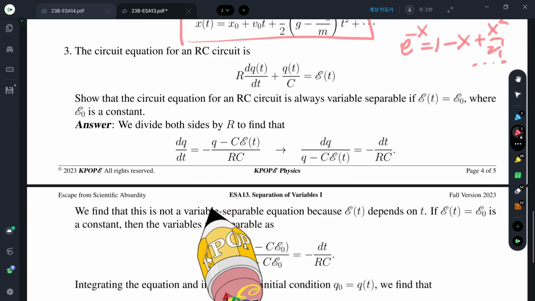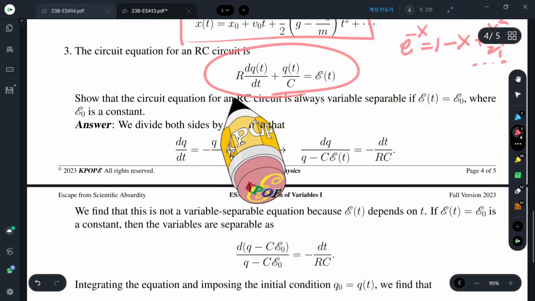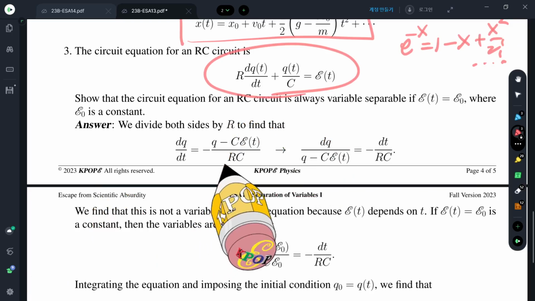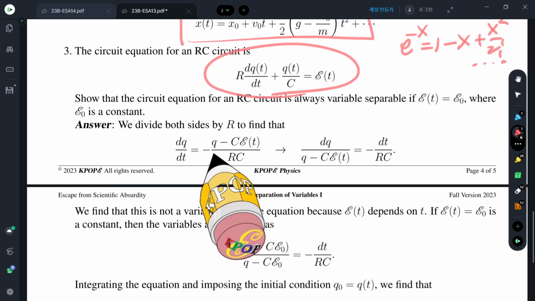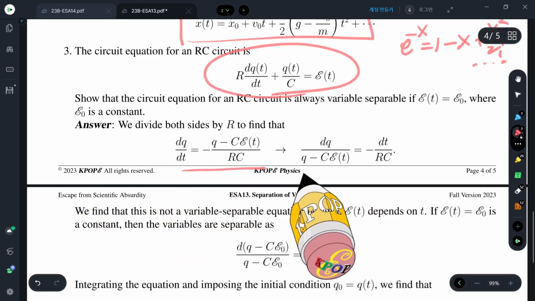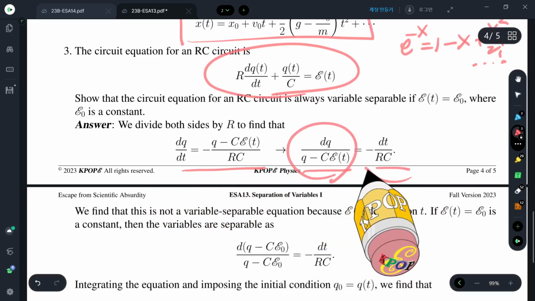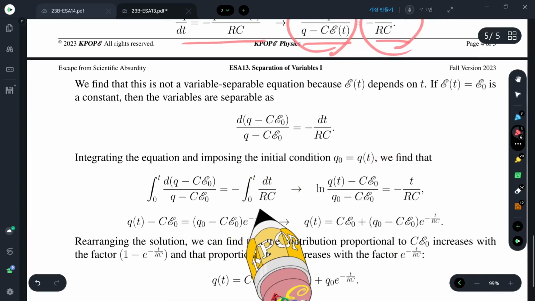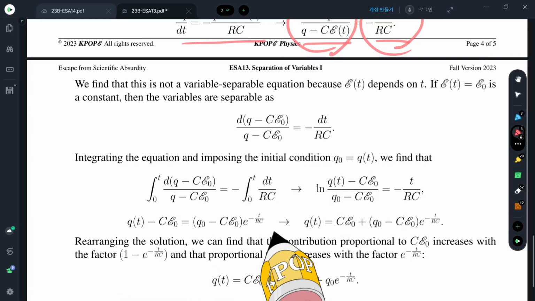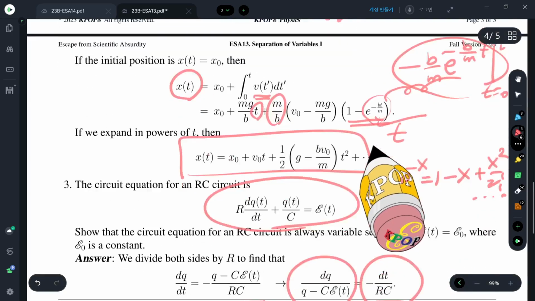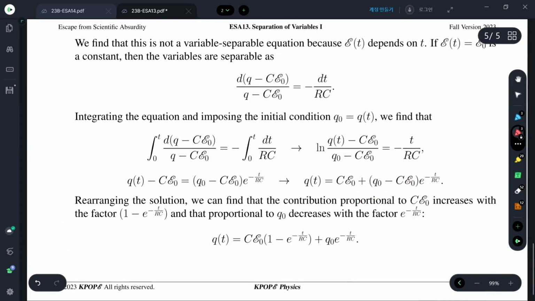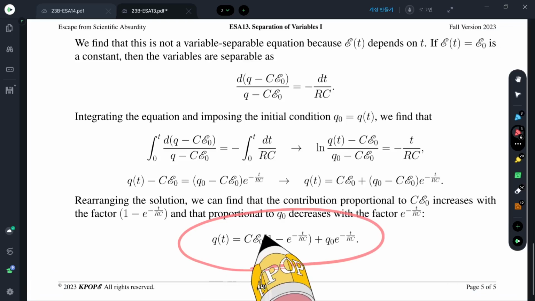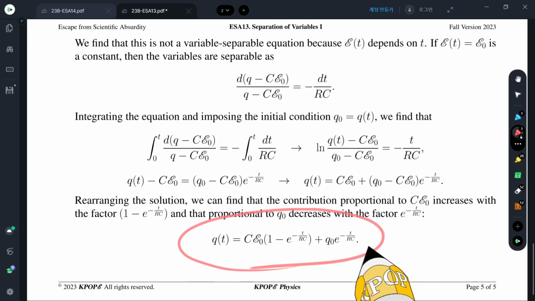The same method can be applied to find the solution of an RC circuit. In a similar manner, we can separate the variables, the Q-dependent part and the time-dependent part, and the logic of finding the solution is identical to what we have seen here. And finally, we can reach the point where the charge Q saved inside the capacitor can be determined like that.